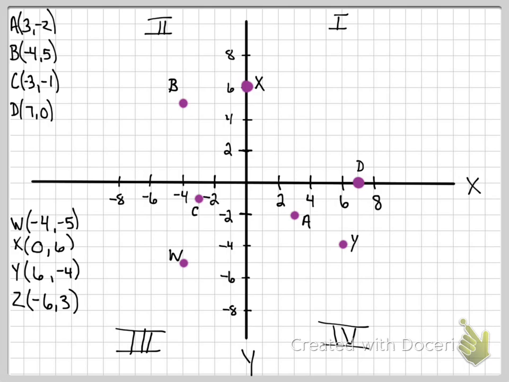Okay, so for a Z, do I go left or right 6? Left 6, up or down 3? Up 3. Left 6, up 3. Point Z. All right, did anybody get all 4 of those right?